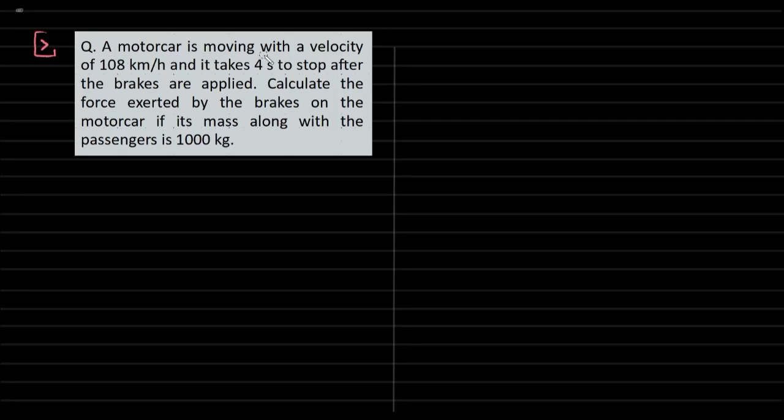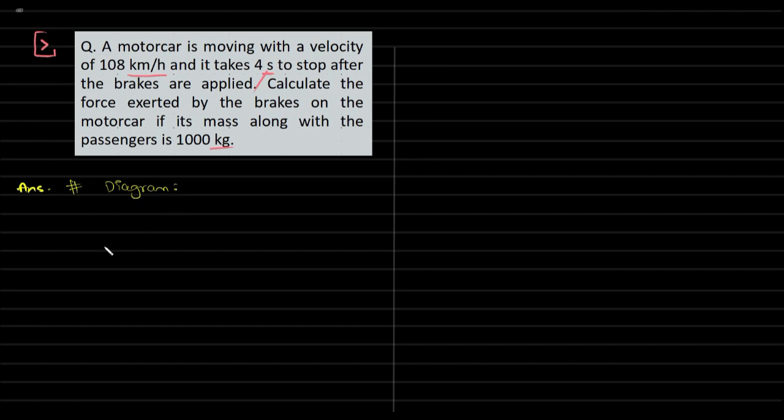A motor car is moving with a velocity of 108 km per hour. Please make a mental note of the unit. Mark it basically. It helps. It takes 4 seconds to stop after the brakes are applied. Calculate the force exerted by the brakes on the motor car if its mass along with the passenger is 1000 kg. So this is a question wherein we need to draw a free body diagram.